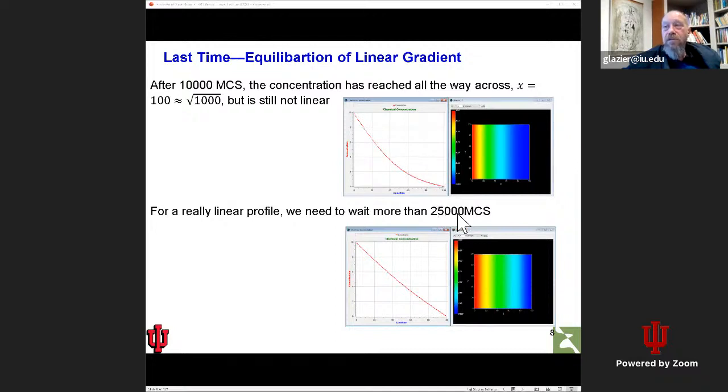If I go to 25,000 Monte Carlo steps, it's getting straighter, but it's still not completely straight. In fact, if I'm going to be mathematically correct, I never reach the equilibrium. I get closer and closer to the equilibrium. I never reach it. But in fact, it's going to take something like 50,000 Monte Carlo steps to be really straight. And so that was that homework problem. I hope people can maybe go back and explore that a little bit more.